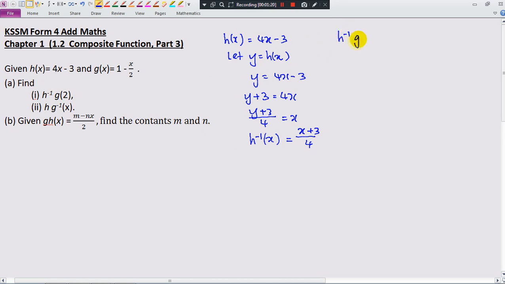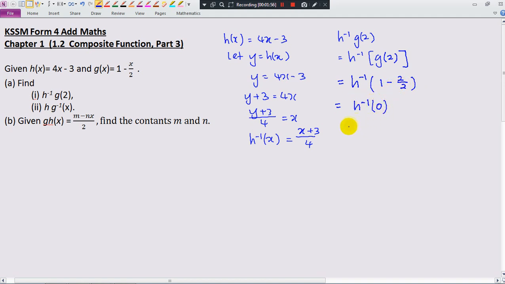h inverse of g of 2. Okay, so I put a bracket first. Oh, here should be 2. Here should be 2, g of 2. g of x is equal to 1 minus x over 2. g of 2 will be equal to 1 minus 2 over 2. 2 over 2 is actually equal to 1. 1 minus 1 will give you 0.